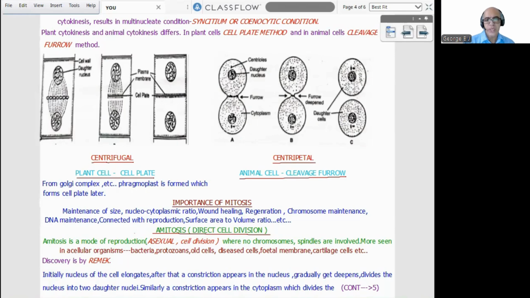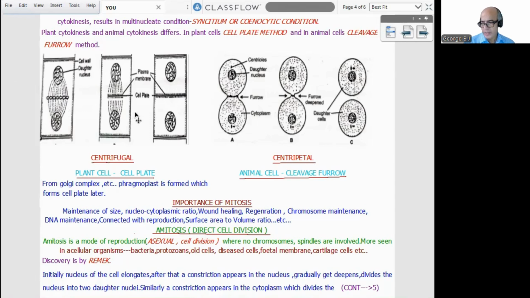Now, when we come to cytokinesis, we can make a comparison between plant cell and animal cell. It is different. First is the plant cell. It is called the cell plate method, while in the animal cell, it is called the cleavage furrow method. See the cleavage furrow.